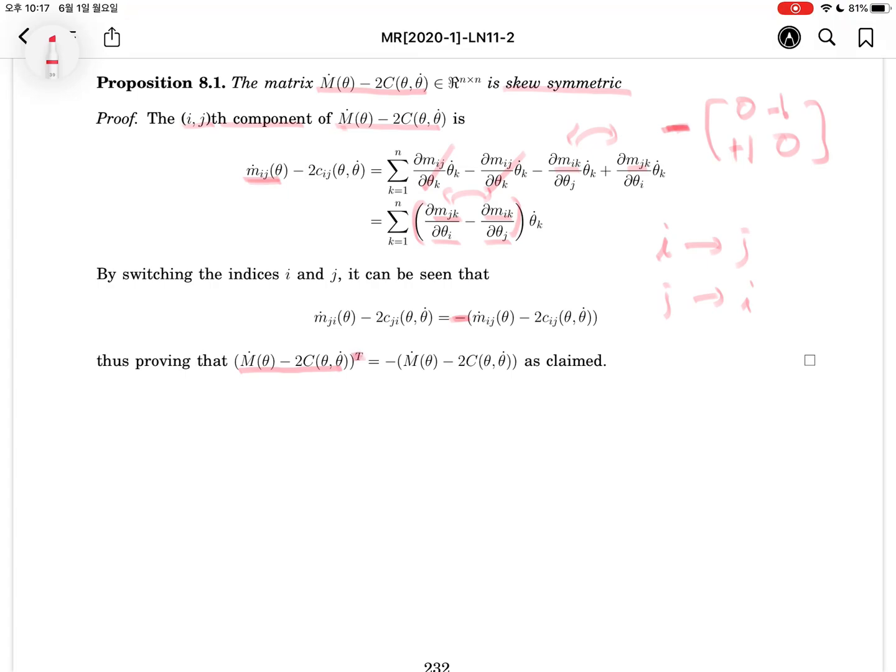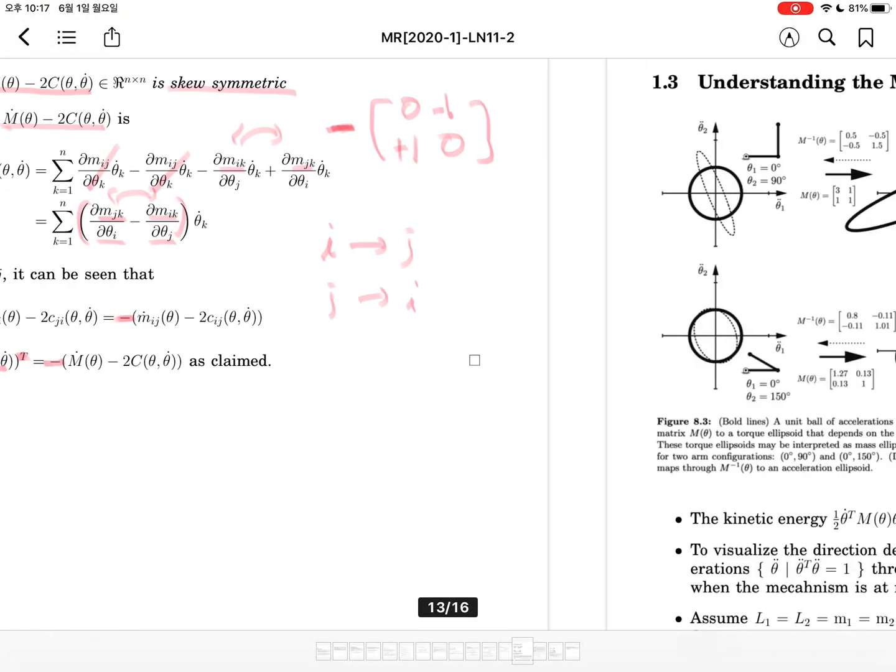It means the transpose of M dot minus 2C is equal to its negative. In other words, the diagonal terms of this matrix are 0, and the off-diagonal terms have opposite signs to each other. Please keep in mind that M dot minus 2C is skew symmetric.